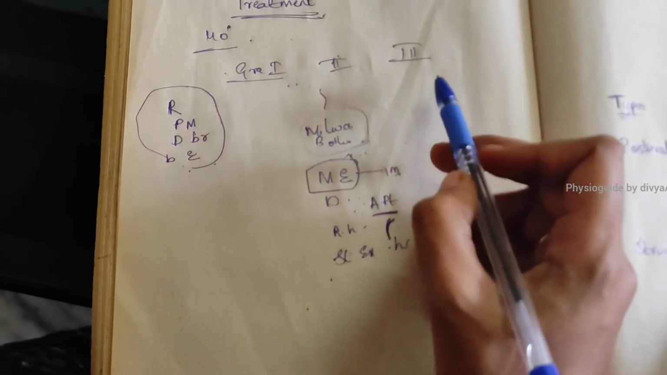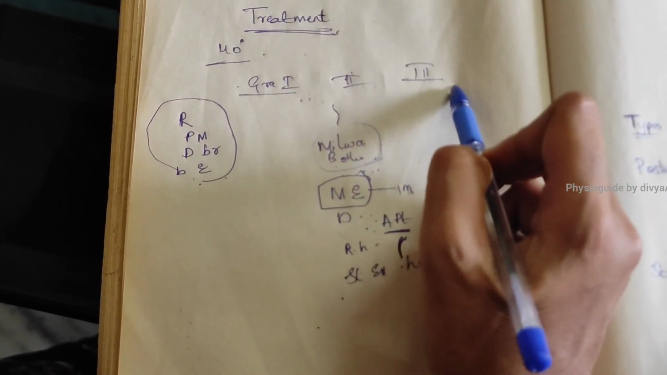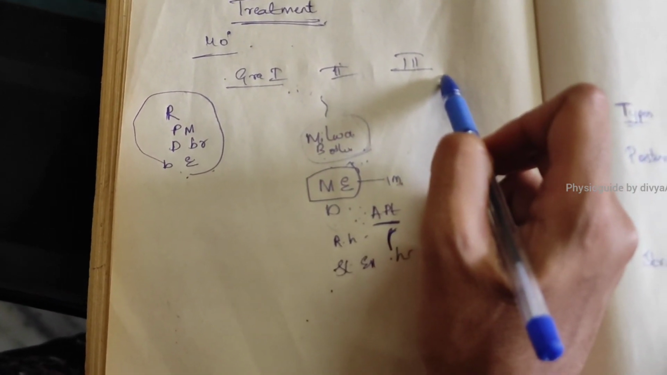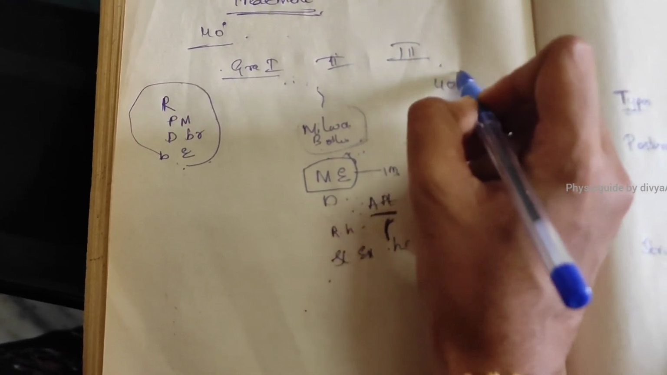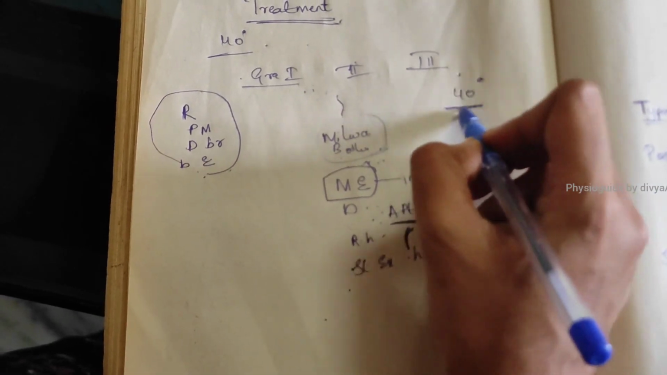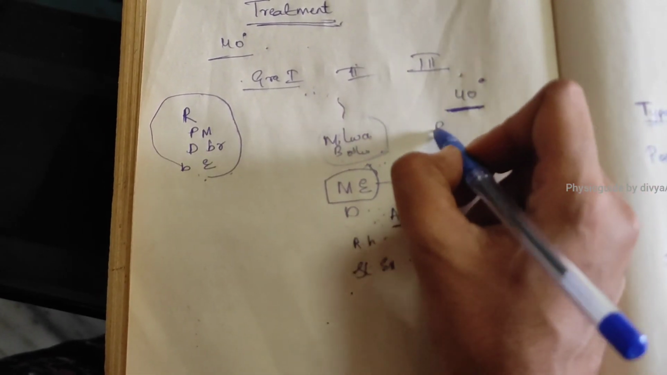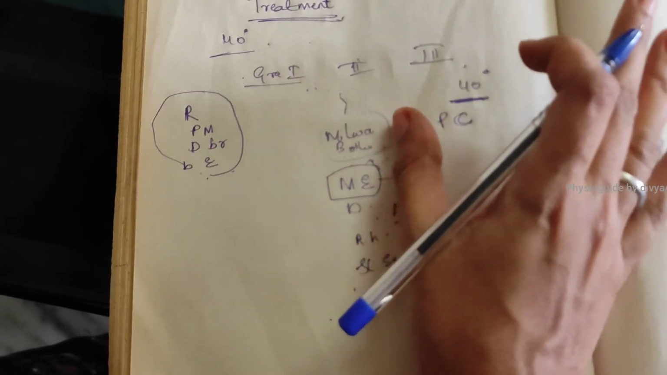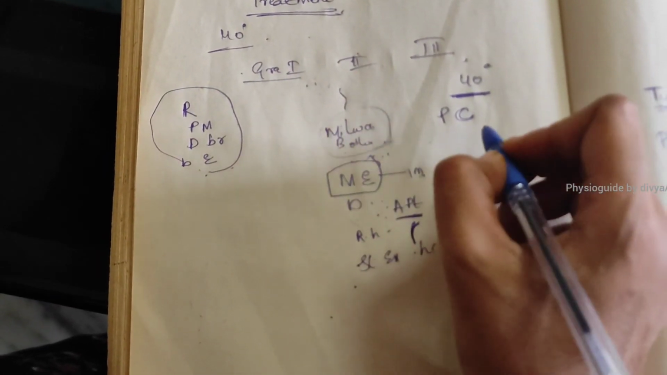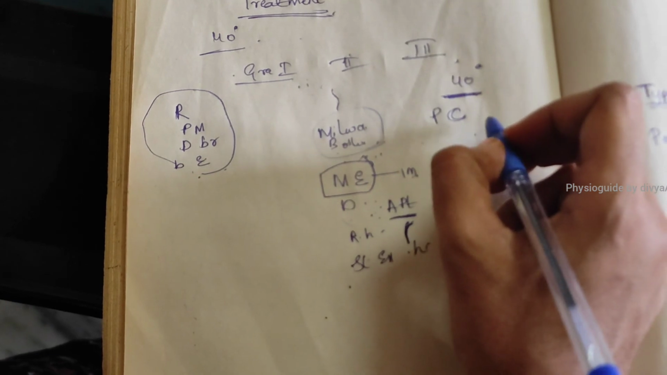Third is grade 3, severe structural curve. In this, the curve is greater than 40 degrees and needs surgical intervention. We need to give passive correction. Passive correction by hanging is the best method in this, with the help of suspension apparatus.